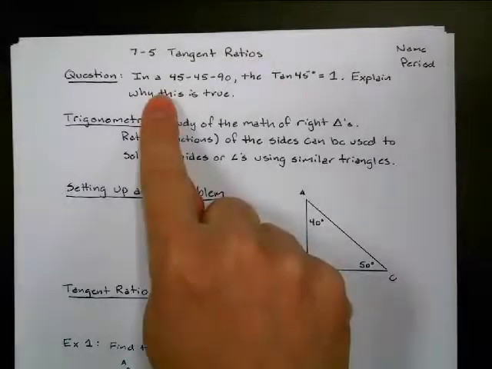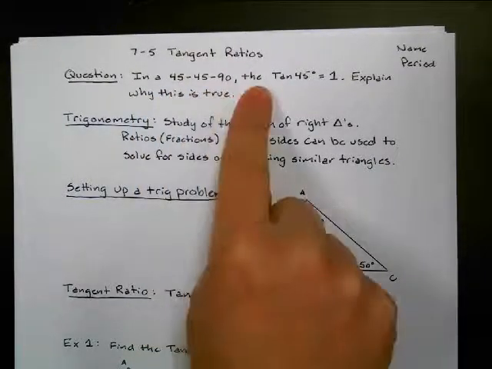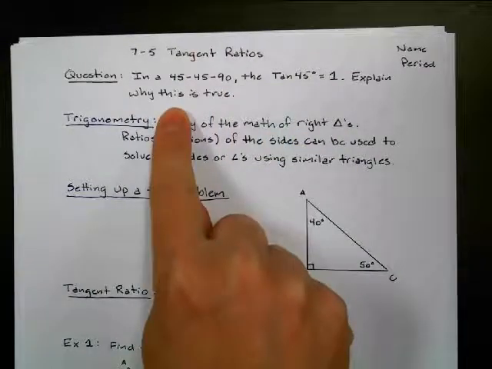Our question for today is: in a 45-45-90 triangle, the tangent of 45 degrees equals 1. Explain why that happens. Why is that true?